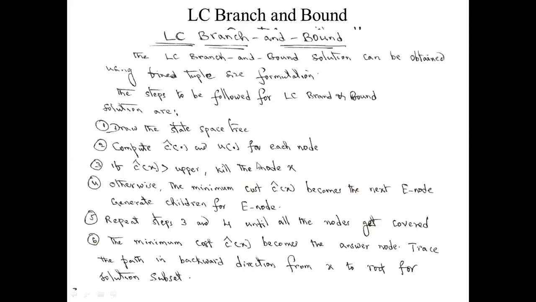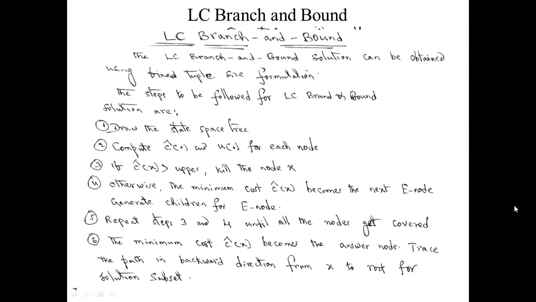Then repeat these steps: calculating cost values and the upper bound. If any node's cost value is greater than the upper bound, we kill that node. After killing, among the remaining nodes, we select the minimum cost node as the E node and expand it. Repeat this process, and finally a minimum cost node will be selected as the answer node at leaf level. From that node, we go backward up to the root node. That direction produces the path of the solution, and the edges associated with it are the solution. So this is about LC branch and bound.